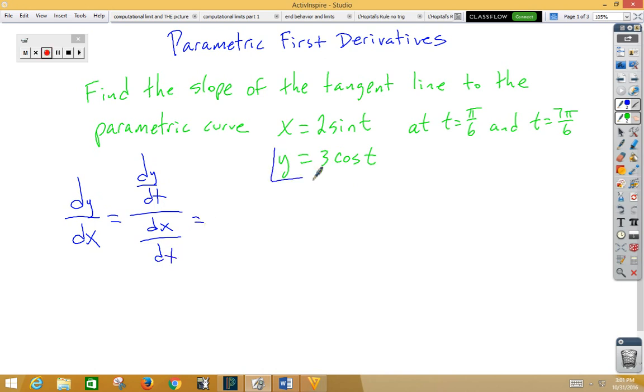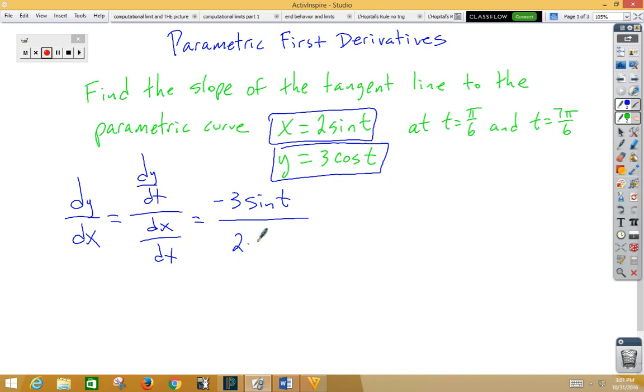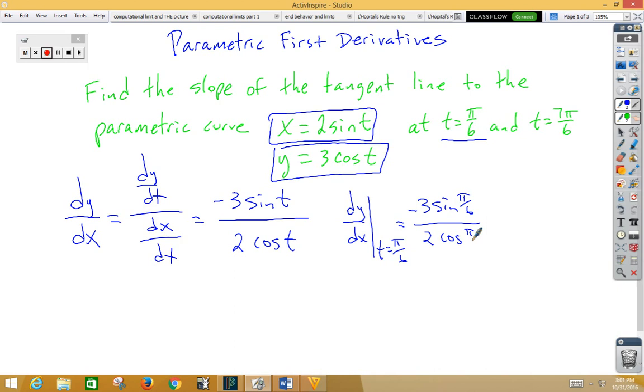The derivative of our y, 3 cosine t, would be negative 3 sine t. And the derivative of our x, 2 sine t, would be 2 cosine t. Now they're asking us first to plug in t equals pi/6, so dy/dx at t is pi/6 would be negative 3 sine pi/6 over 2 cosine pi/6.